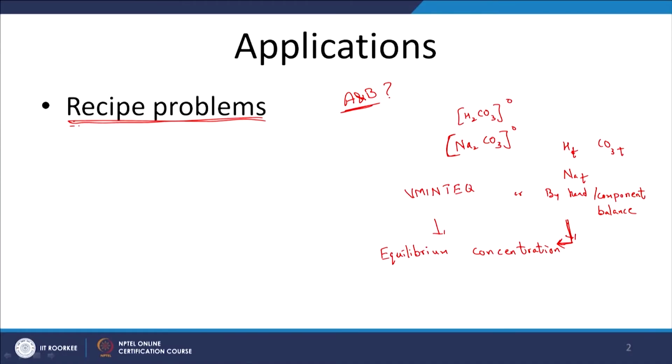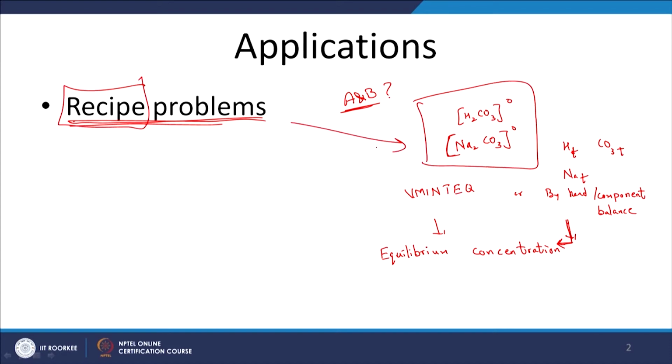Until now we looked at recipe problems. I know what my recipe is, as in the recipe solutions. One example is what we looked at when we added H2CO3 or Na2CO3 initially, and I wanted to know, okay, what are the concentrations of H2CO3, HCO3 minus, CO3 2 minus, pH, etc. at equilibrium. This is what we calculated until now, right?